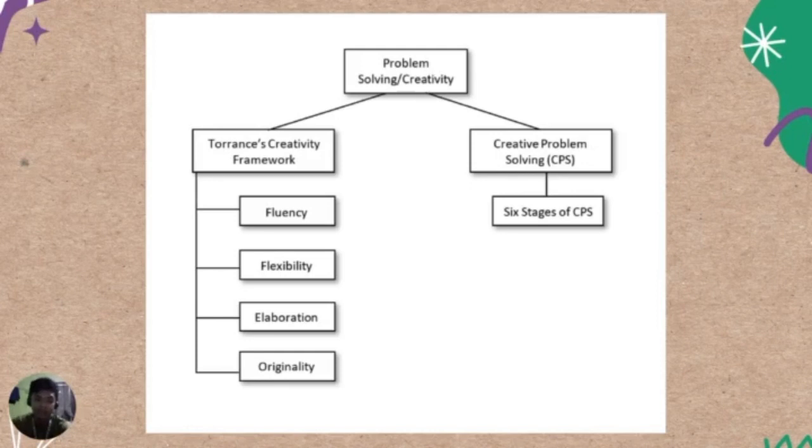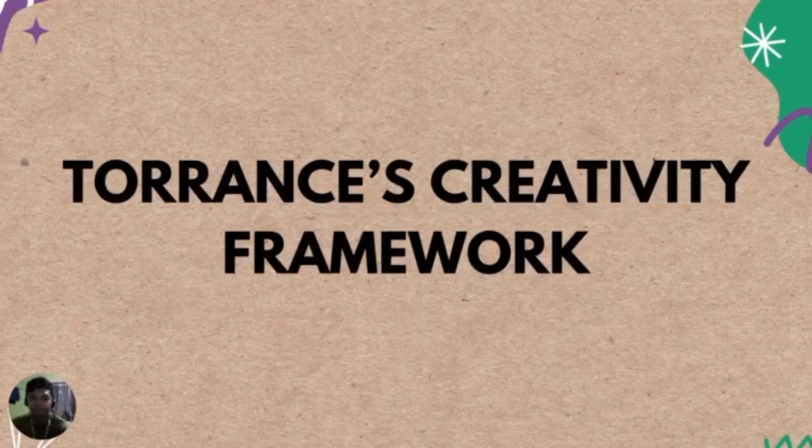The Torrance framework consists of 4 main components or criteria for assessing creative thinking. First is fluency, then flexibility, originality, and elaboration. These 4 components provide a comprehensive view of creative thinking abilities. The Torrance Test of Creative Thinking typically involves a series of tasks designed to elicit responses that can be scored based on these criteria. So, the Torrance creativity framework.